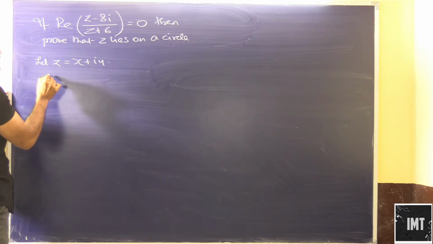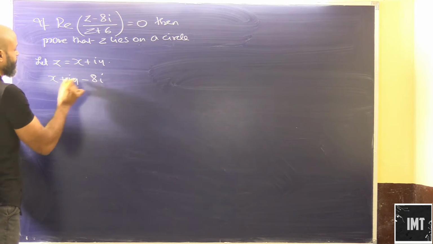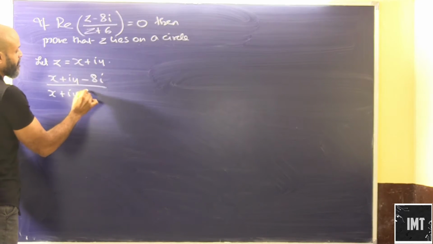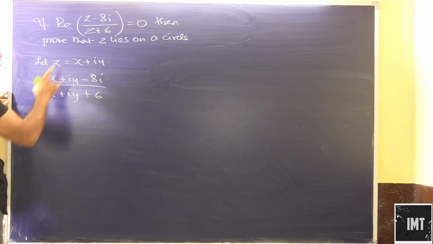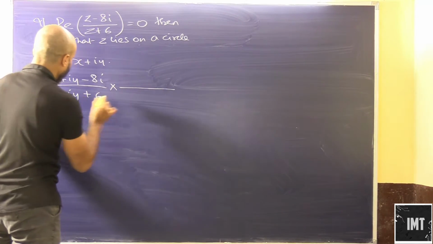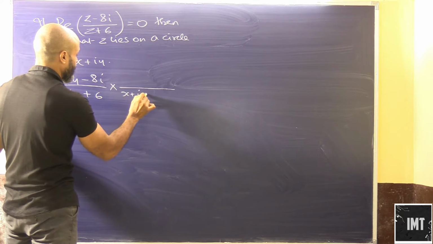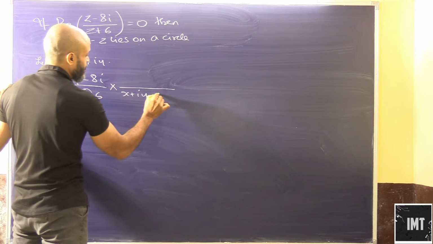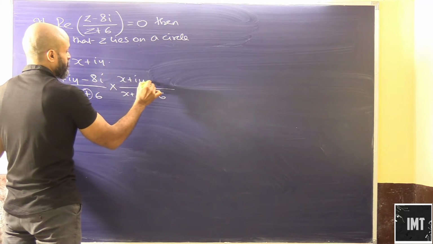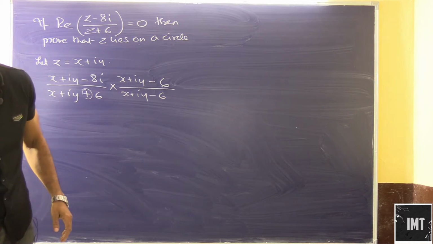So what do we have here? x plus iy minus 8i upon x plus iy plus 6. Okay, this is what we get. Okay, now we multiply it by the denominator's conjugate, which will be x minus iy plus 6. Okay, is this a minus 6 here?